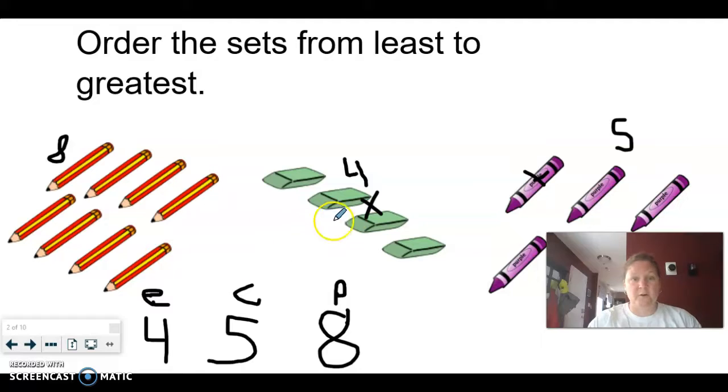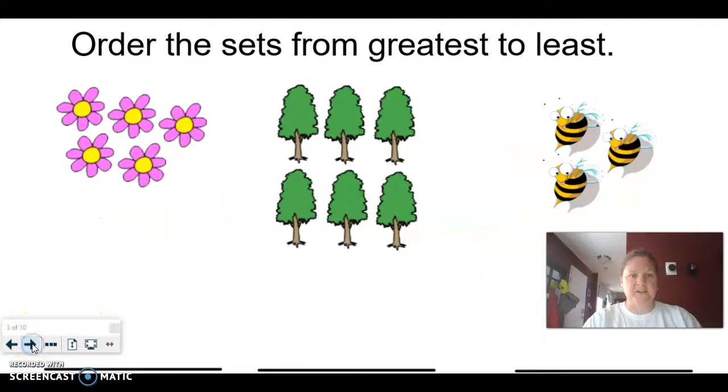So we go small, least, next, greatest. So this is from least to greatest. 4, 5, 8. Now they don't go in order, but that's okay. You just want the least to the greatest. We're going to go left to right. Okay? All right, let's look at another one.